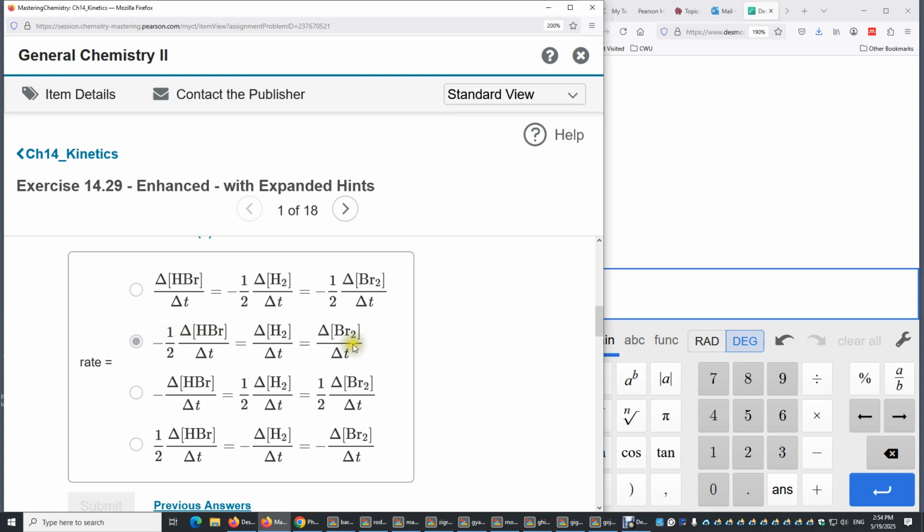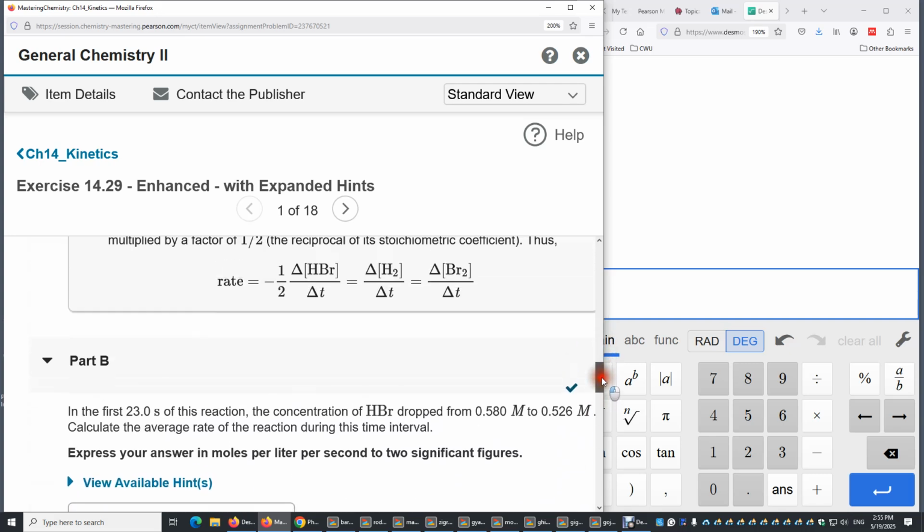Again, we need to look at the signs. H2 and Br2 are produced, therefore we have a positive sign in front of delta H2 over delta T and delta Br2 over delta T. HBr is consumed, so by looking at delta HBr over delta T, we notice this is going to be negative. That's why we need another negative sign in the front. And also, when we consume 2 HBr, only 1 H2 is produced, only 1 Br2 is produced. That's why we need a 1/2 in the front.